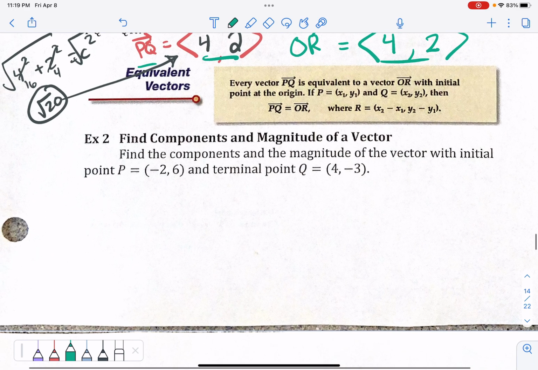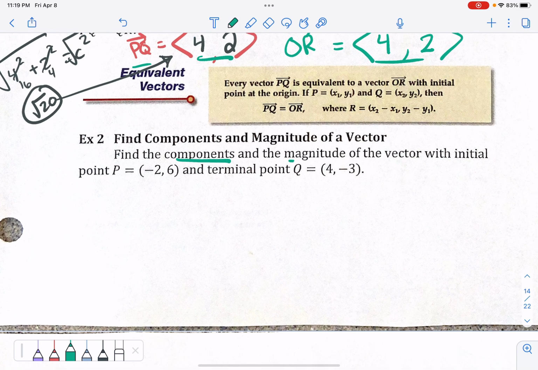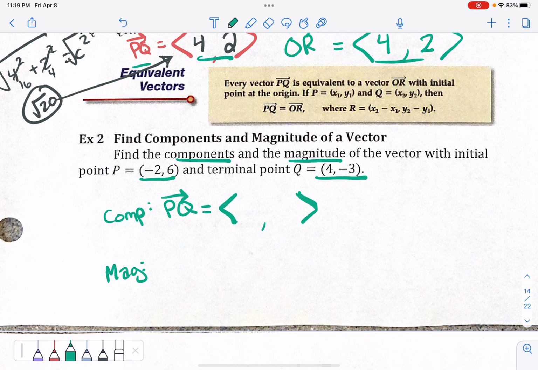So example 2, find the components and the magnitude. So that's component form, just like we just got into doing, and the magnitude. We just did this example, right? We're starting at P and going to Q. So PQ's component form is, I do those little triangular brackets. I don't know what those things are called. We're starting at -2 and we're going to 4. So that's like increasing 6, right?